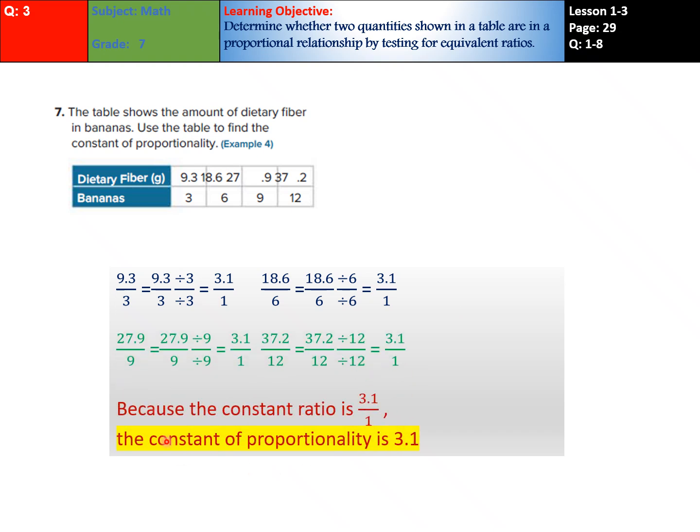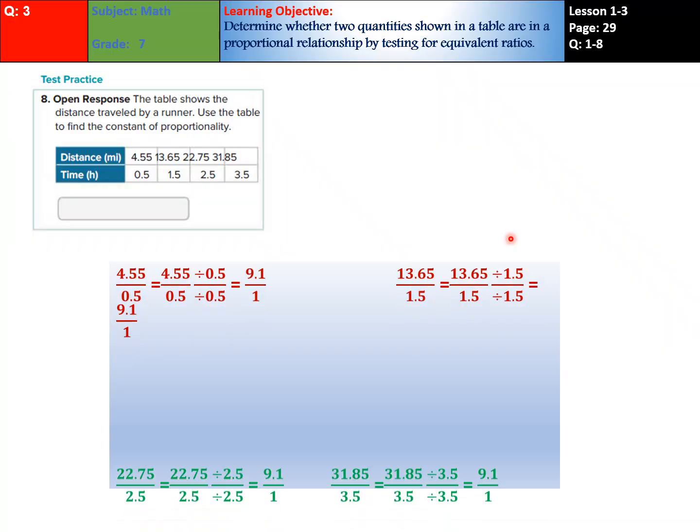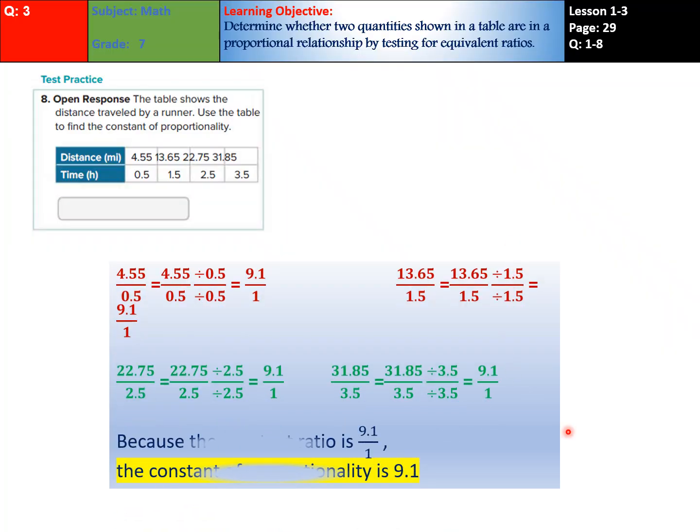3.1 is the constant of proportionality. And in this question, similarly, find the constant of proportionality of all values, and that is 9.1.